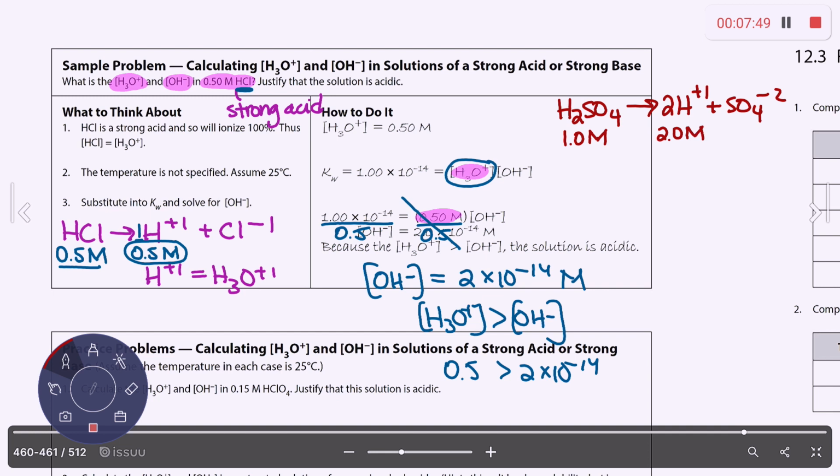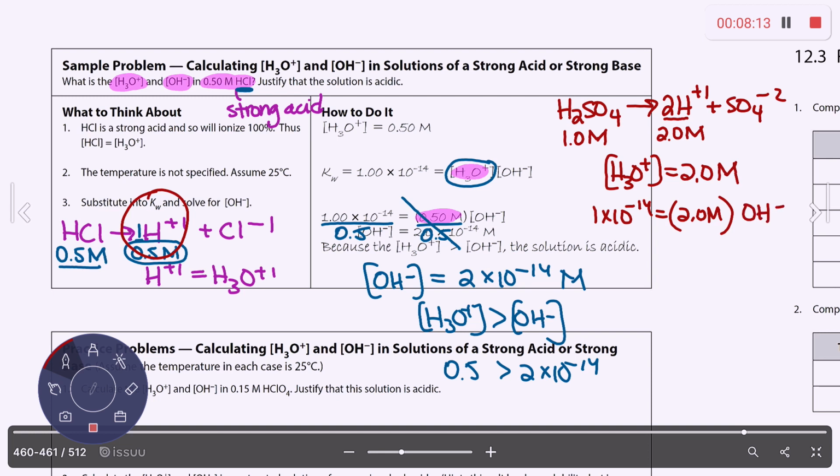Do you see the difference? So this is releasing 2 hydrogen ions into solution, whereas this one back here, this HCl, was only releasing 1. So that means when you go to do this problem, the H3O plus concentration is 2 molar, because the hydrogen ion was 2 molar. So when you put it into this equation, hydronium is 2 molar, and then you could go ahead and solve for hydroxide. Does that make sense? Okay.